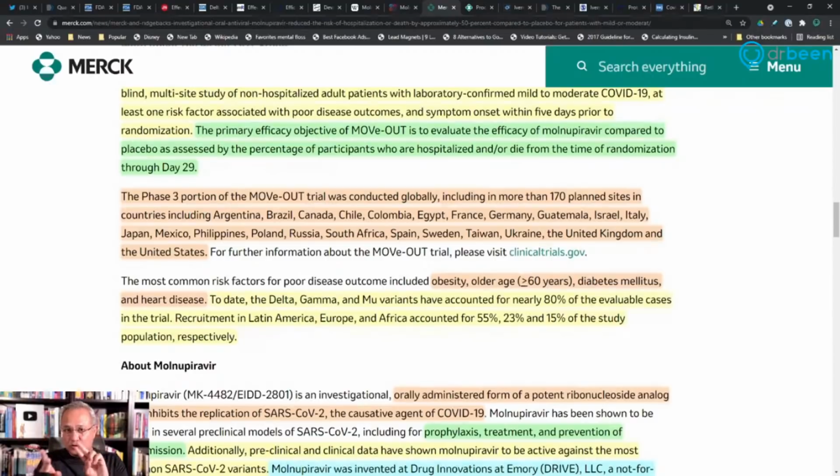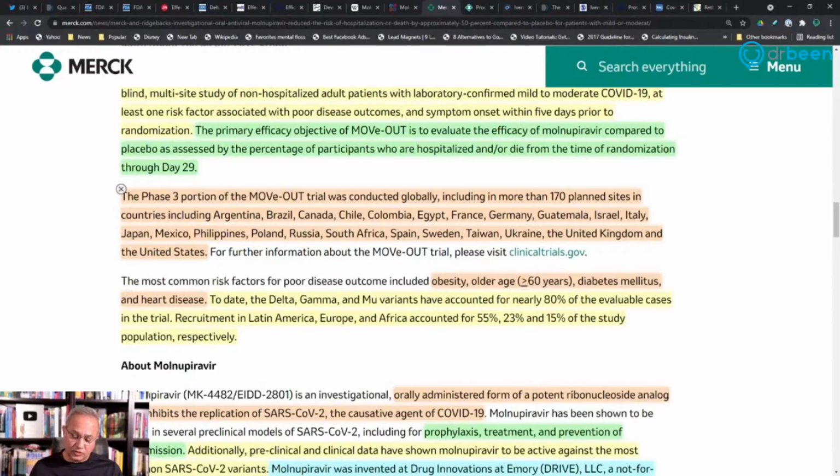So there is phase 2 and phase 3, right? So the phase 3 portion of the MOVe-OUT trial was conducted globally. So imagine now we have 400 people in the phase 3 part. Total are 775, right? 400 in the phase 3 part. Now, where are they all located? Look at this. More than 170 planned sites in countries including, and there are a number of countries here.